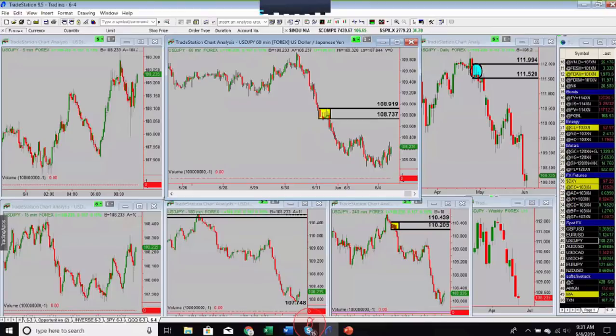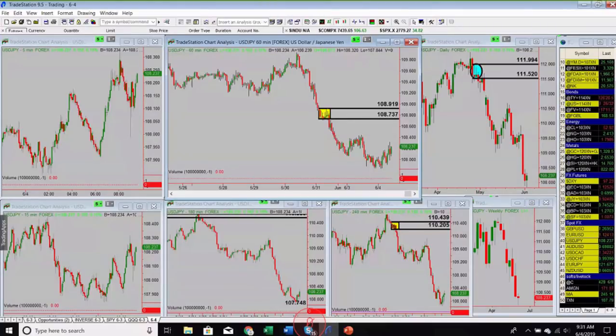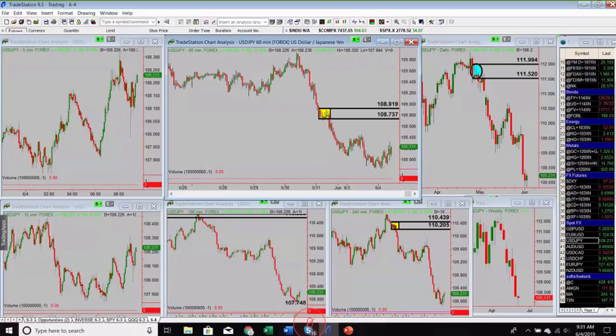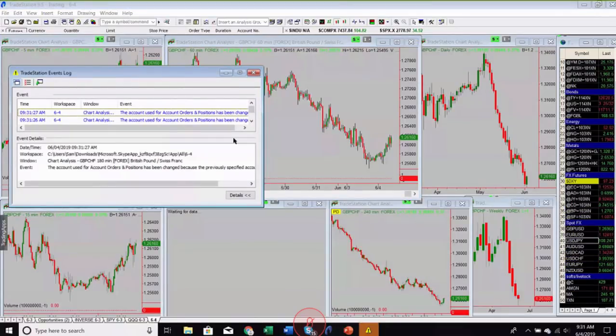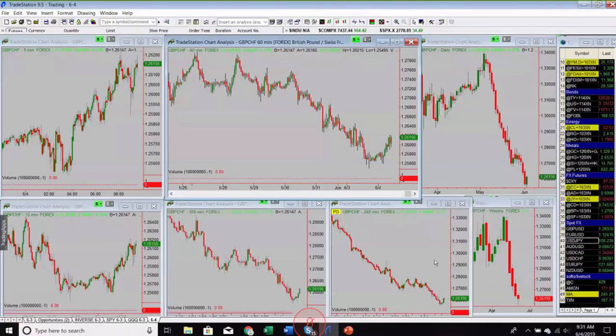Yeah, let's go back. I think someone wanted to look at the pound Swiss next. Yeah, we can do that. All right, so I don't think there's going to be any levels on our charts here. So let's take a look.